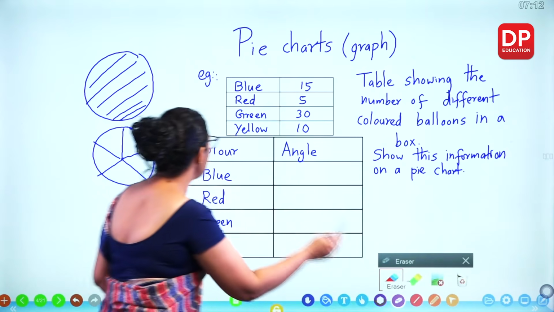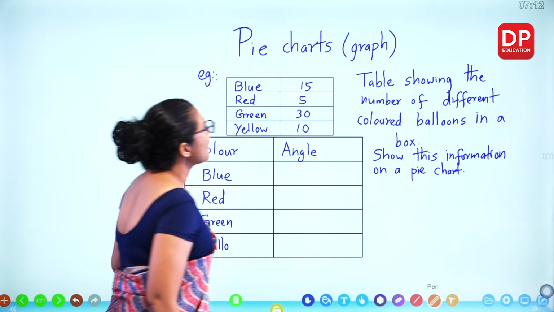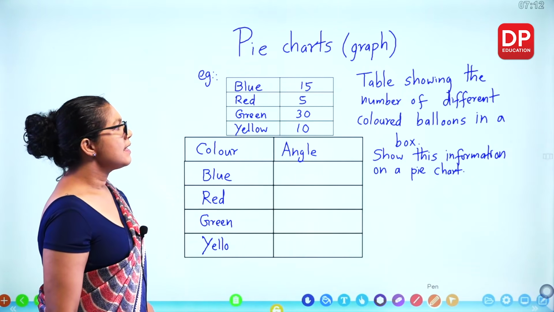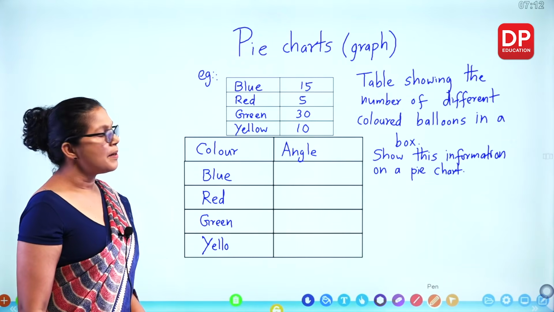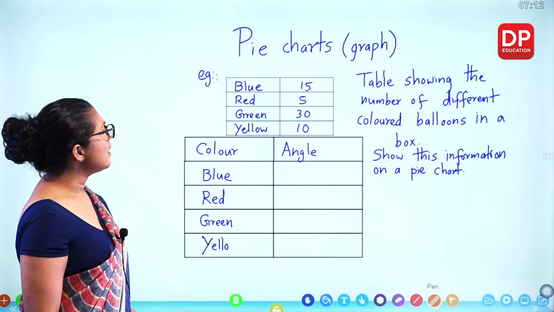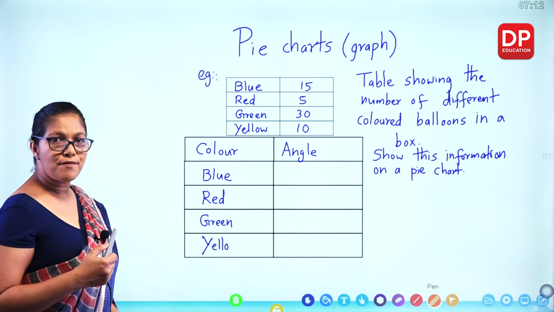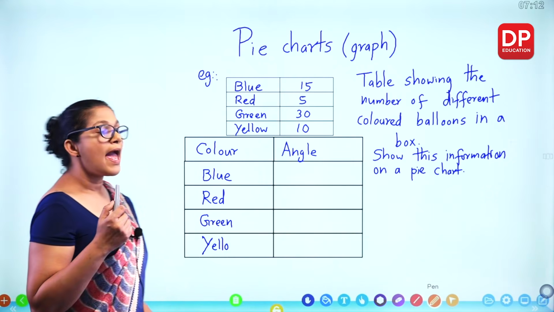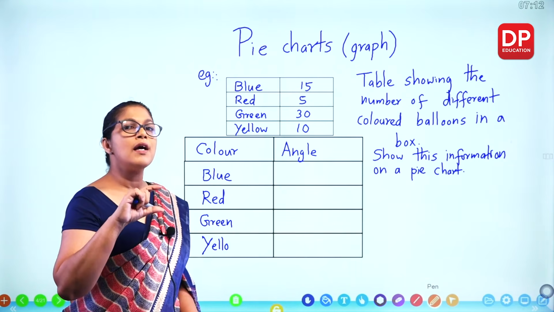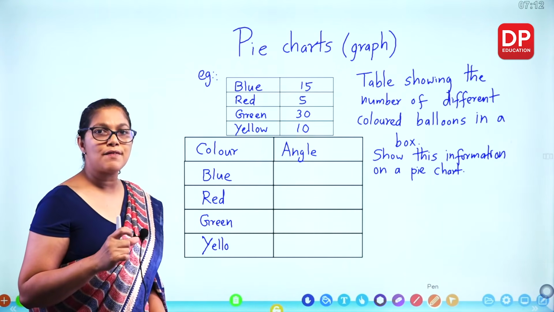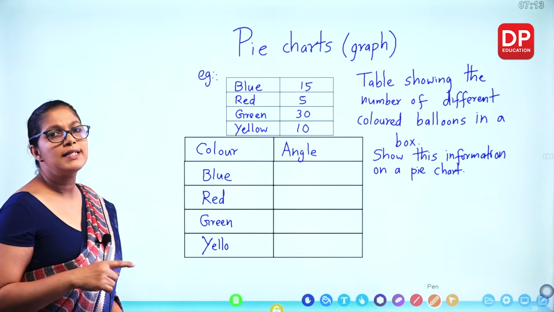So here, first thing, we'll take an example. In this one, a table showing the number of different colored balloons in a box. Show this information on a pie chart. So here, there are 4 colors. So how can we find out the angles at the sector? So when you draw a pie chart, you have to find out the angle at the sector for each category. And then you can mark on a circle.